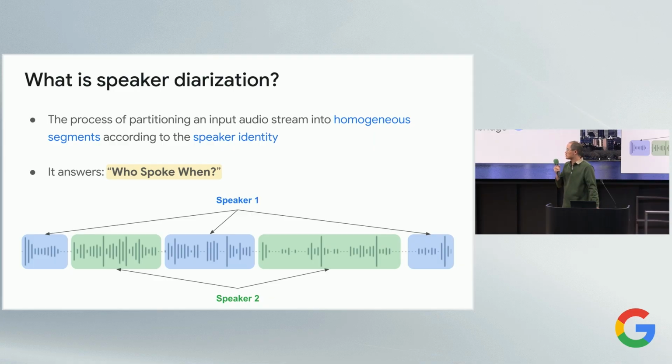If you look at this example, you have a streaming audio signal. It consists of 5 segments. The speaker diarization problem is to identify the segments of each speaker and find that the first, the third, and the fifth segments are from speaker 1, and the other two segments are from speaker 2. So that's the problem speaker diarization wants to solve.